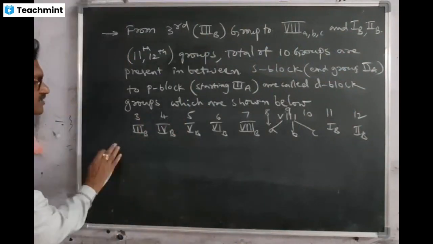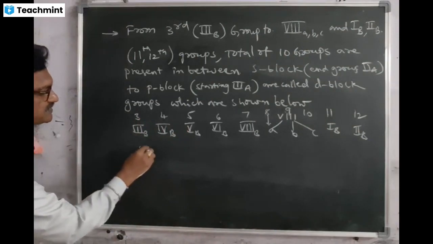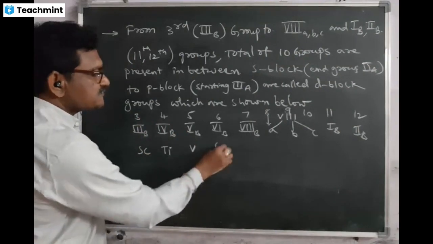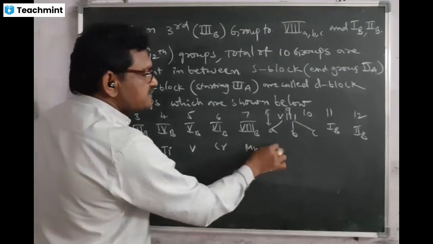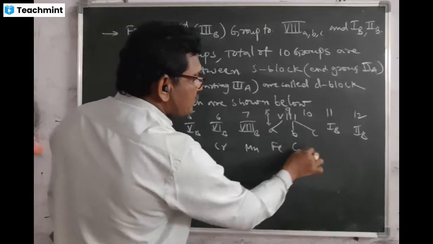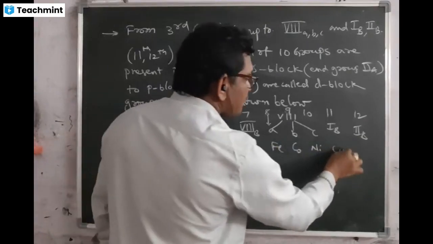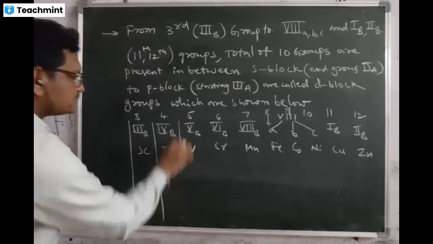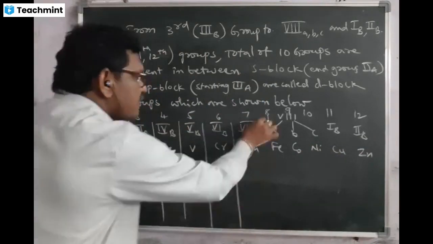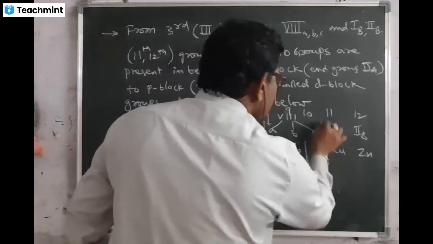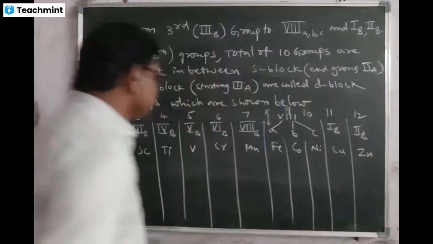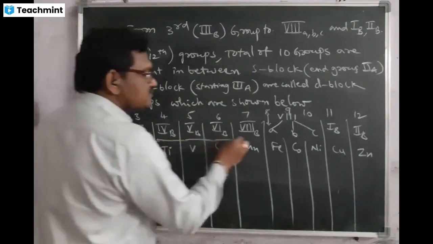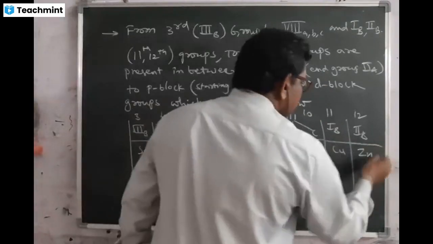Don't bother. So in third B, the first element is scandium. Next titanium, vanadium, chromium, manganese, iron, cobalt, nickel, copper. These are the groups. Like that, how many groups do we have? A total of 10 groups.